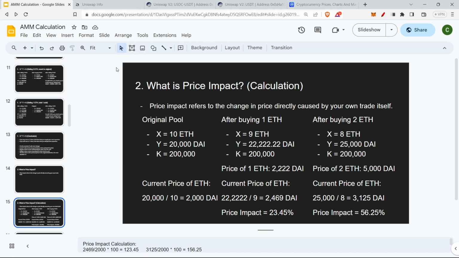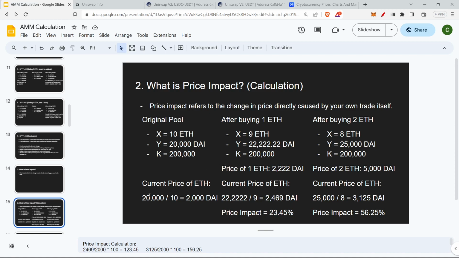So once again, this is the original pool: 10 ETH and 20,000 DAI. So this x value and this y value will be the same. So one ETH will be about 2,000 DAI. If you buy one ETH, this pool becomes like this, right? 9 ETH and 22,222 DAI. So the current price of ETH becomes 2,469 DAI after you bought one ETH.